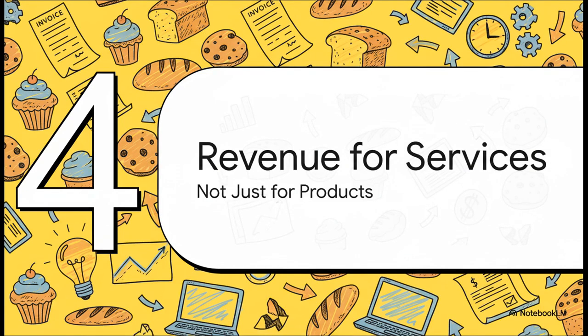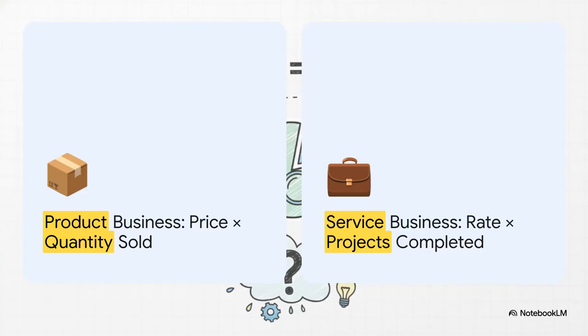Now, this whole idea isn't just for businesses selling physical stuff like cupcakes. It works the exact same way if you sell a service. Let's see how that looks. The formula is basically a twin. See? Instead of a price per item, a service business has a rate. And instead of quantity sold, they have something like projects completed or hours billed. It's the same core concept, just with slightly different words.